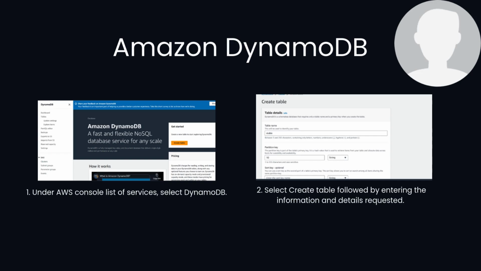For this exercise, for the first step, under the AWS console list of services, select DynamoDB. Second step, select Create Table, followed by entering the information and detail requested.